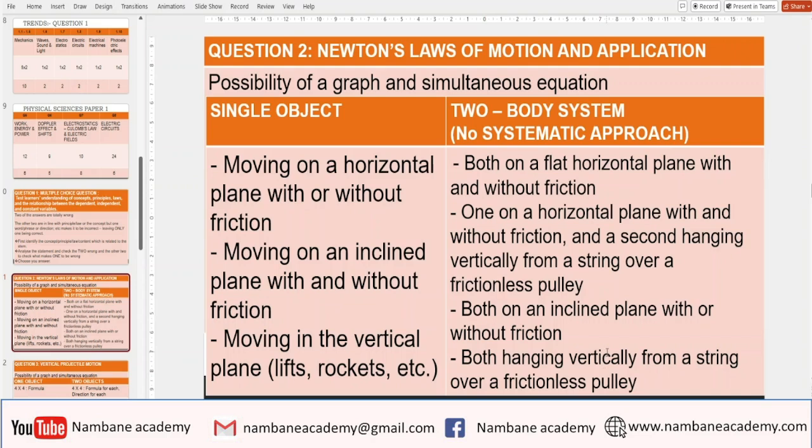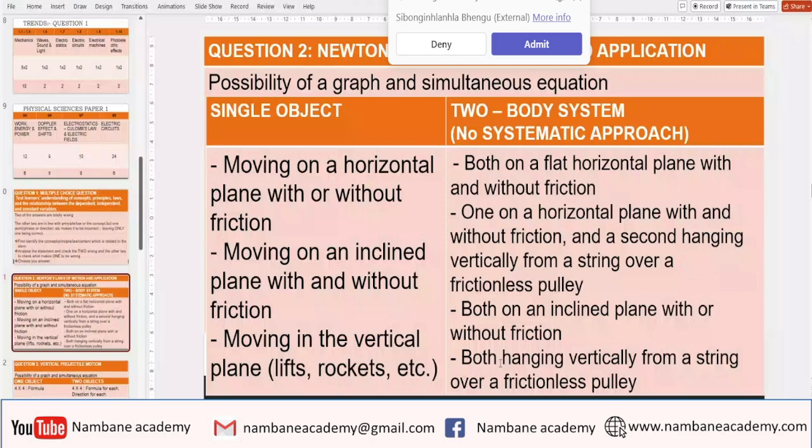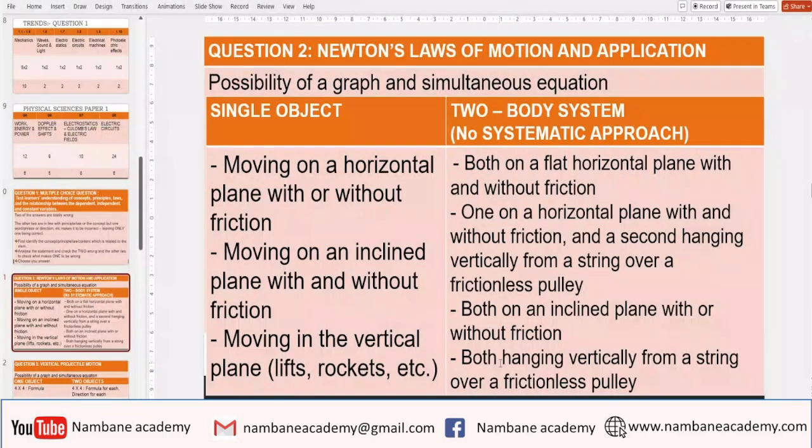And then let's talk about this last one. Let's talk about the direction, because as it is hanging, when one is going up, the other one is going to go down. So these are the scenarios that we are having.